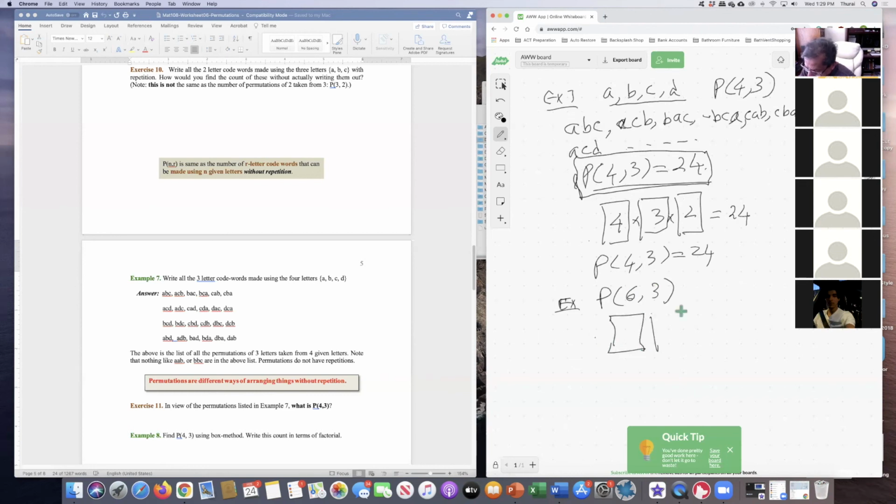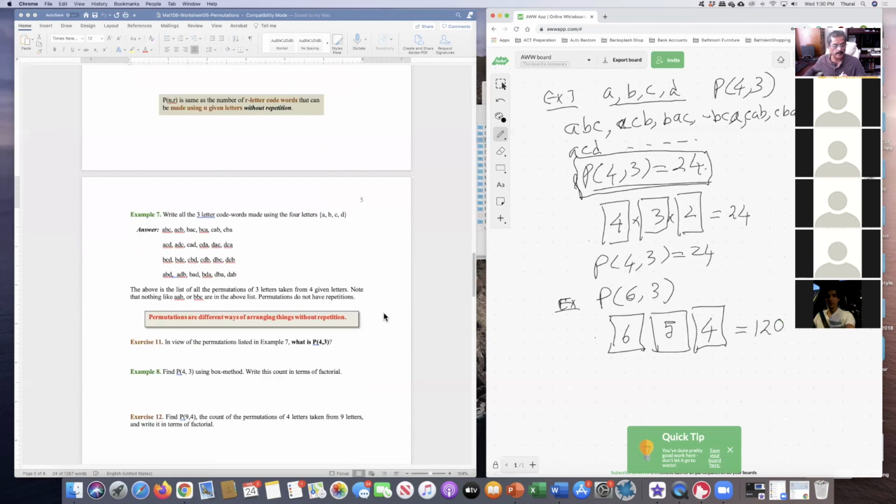And how many ways are there to fill the first one? 6. Six letters given. So how many for the second one? 5, then 4. That's right. 120. See, it's so easy when you use the box method. It's hard, you can't write it out, it's too many. Even P(6,3) is too many to write out. 120 different things are there. So we can now count them without having to write them out.